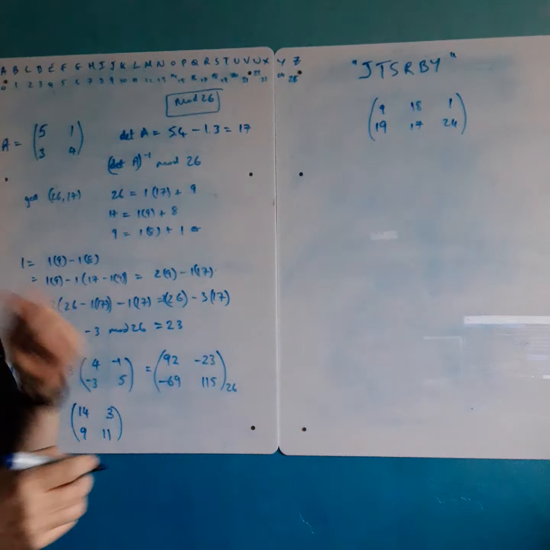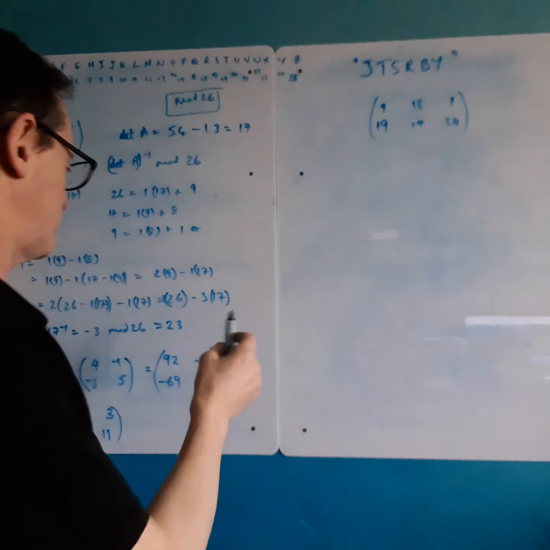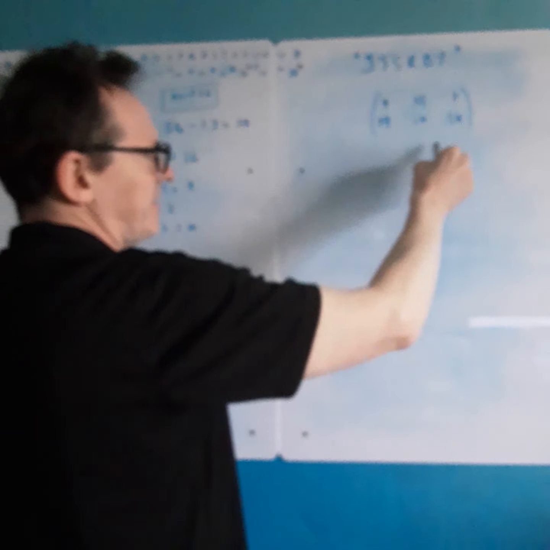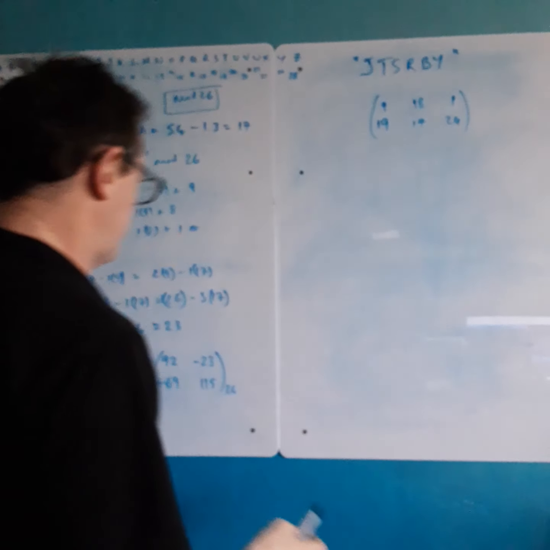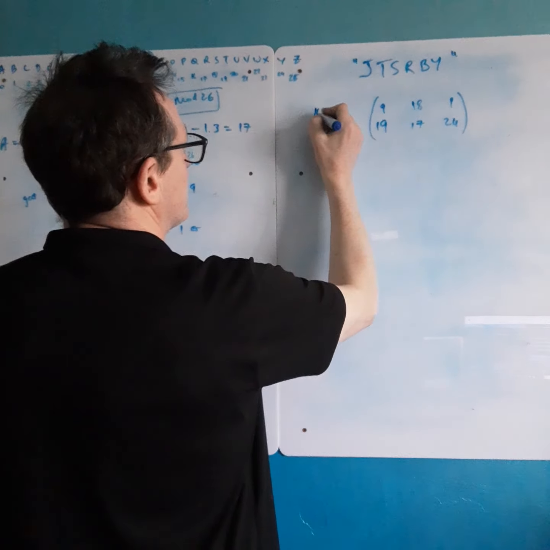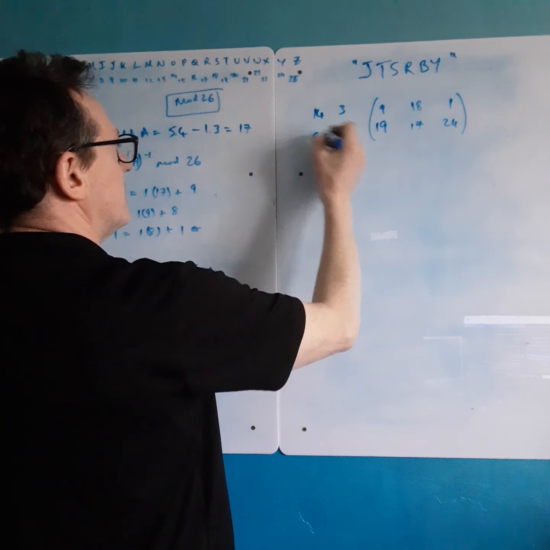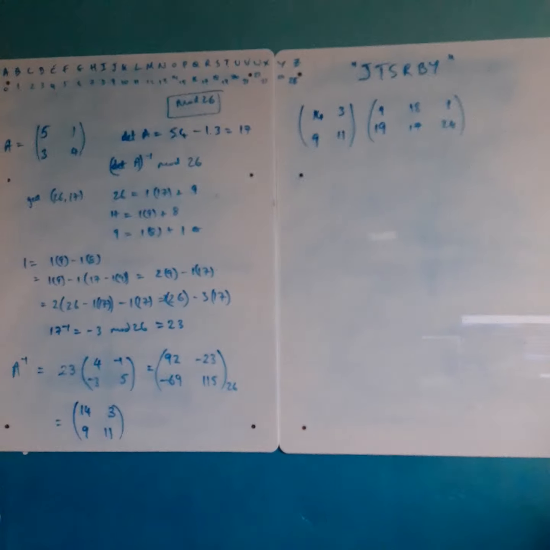Now, I believe Blonde was doing these in the tutorial, just doing 2 at a time. You can obviously do the 9 and 19 in one go, and then the 18 and 17 in one go, and 1 and 24 and so on. Do it that way, or you could just do matrix multiplication the whole way. 14, 3, 9, 11. So make sure I copy that down right.